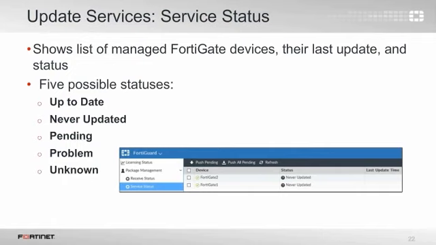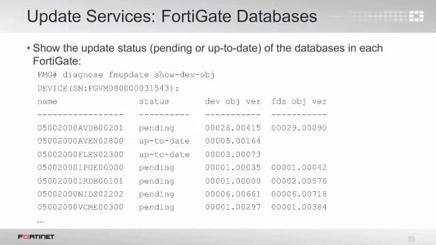3. Pending. The FortiGate device has an older version of the package due to an acceptable reason, such as a pending scheduled update. 4. Problem. The FortiGate device missed the scheduled query, or did not correctly receive the latest package. And 5. Unknown. The FortiGate device's status is not currently known. This command shows details about which updates were installed or will be installed on devices managed by FortiManager.